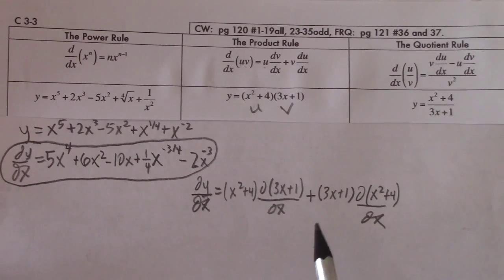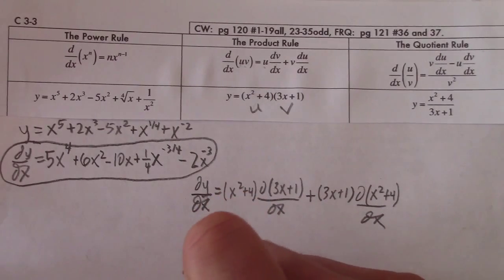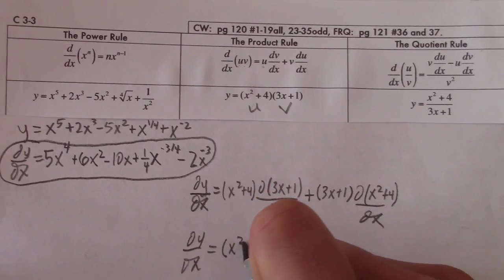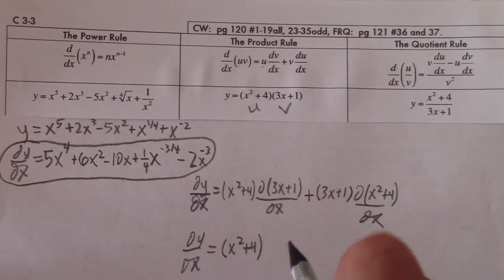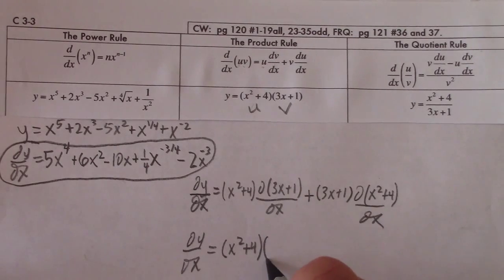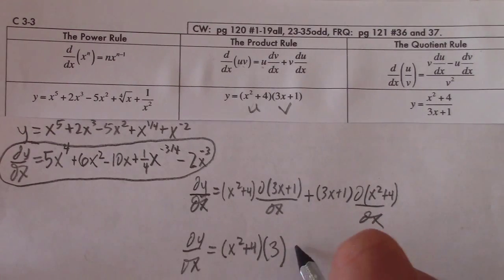Alright, so I've actually done no calculus here. I've just indicated that I'm about to do some calculus. So let's continue and actually do some calculus. So we leave the first thing alone, so that'll be x squared plus 4. And then we're going to take the derivative of 3x plus 1. So the derivative of 3x is 3. And then the derivative of 1 is 0, so that's good. That's done. And then leave the 3x alone.